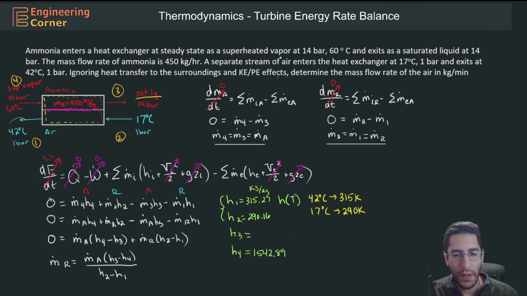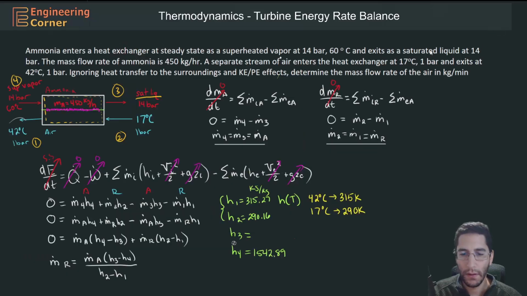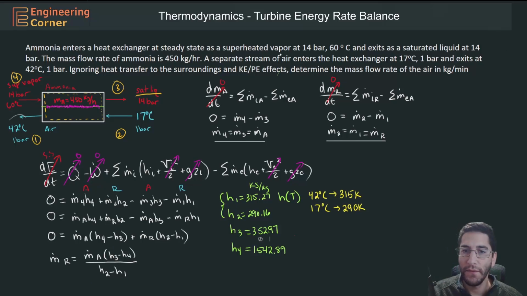Now we look at H3. H3 is a saturated liquid at 14 bar, so we go to our pressure table, go to 14 bar, and look at the saturated liquid value: 352.97. So now we have every piece of information we need to solve our problem.